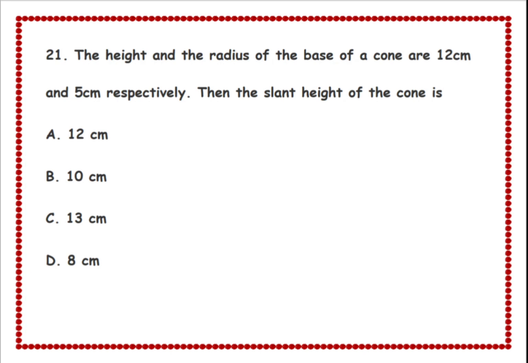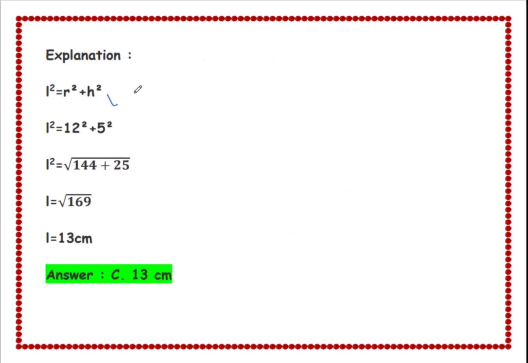The height and radius of the base of a cone are 12 cm and 5 cm respectively. We need to find out the slant height. Given height as 12 cm, radius as 5 cm, we need to find the slant height. The relation between slant height and radius of a cone is L square equals R square plus H square. Now L equals square root of R square plus H square.